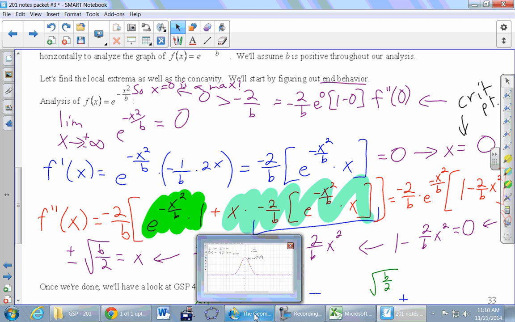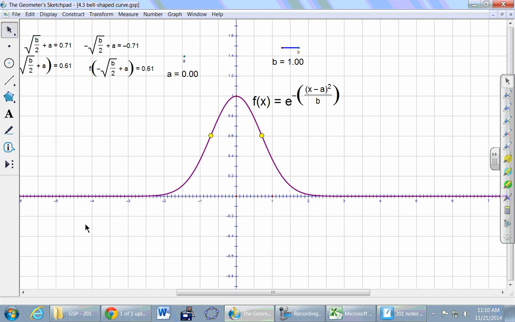So I have a GSP thing that I've already done, which I'll pull up here. Let's see if the analysis that we came up with matches reality. This is the graph of that function, although at the moment a is set to be 0. So that part is not there, so it's really the function we talked about. And there's the radical b over 2. The plus a you can ignore for the moment, but radical b over 2 and negative radical b over 2, those were the points of inflection, right?